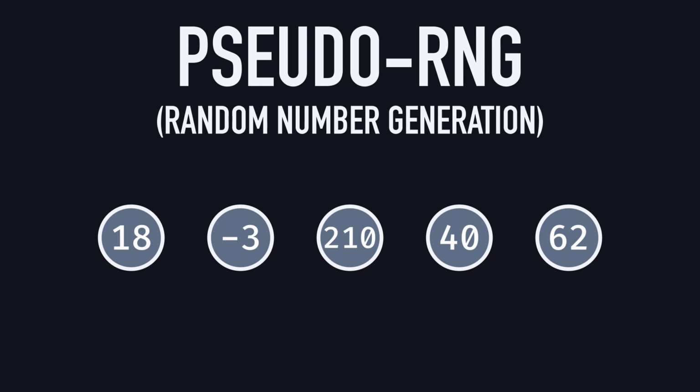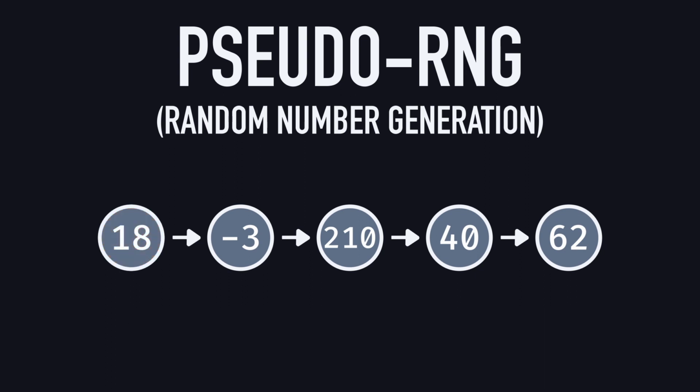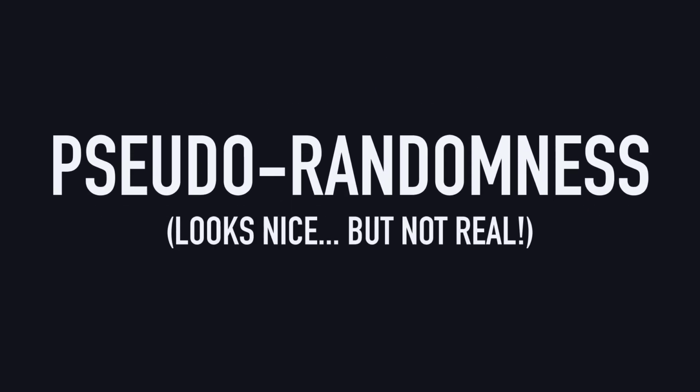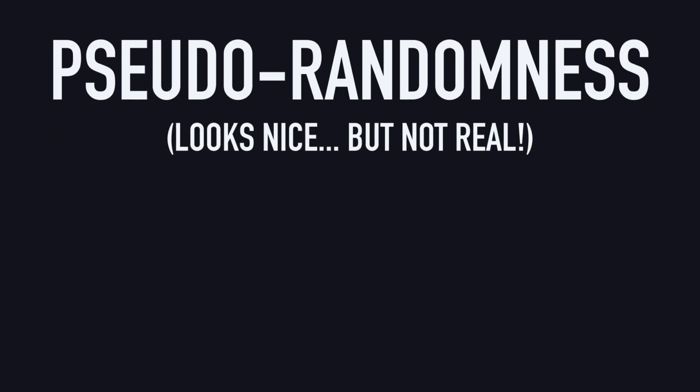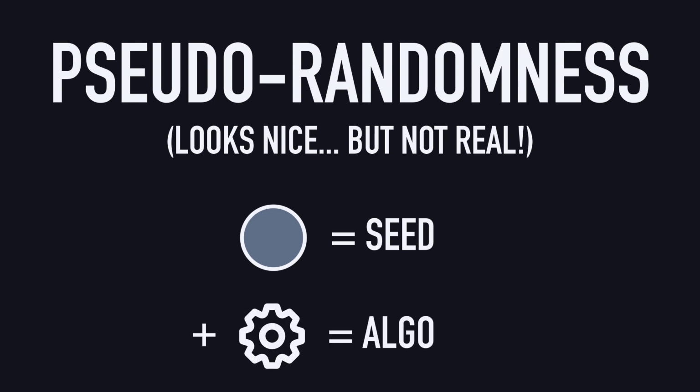But behind the scenes, this is all just a very strange mathematical progression that starts from one arbitrary point, which means that if you restart from the same point, you'll actually get the exact same weird series of numbers every time, which kind of defeats the purpose of randomness, right? So that's why it's called pseudo-randomness. Although they appear random, the random numbers generated by a computer actually depend on the origin point, which we call the seed, and the underlying algorithm that computes the next numbers.